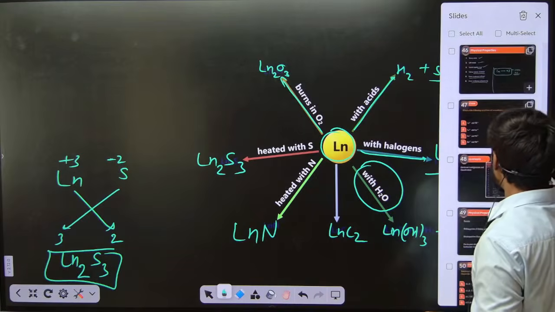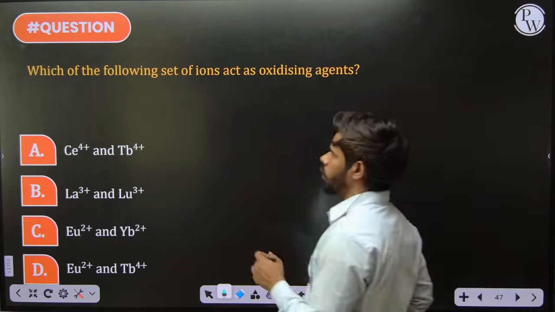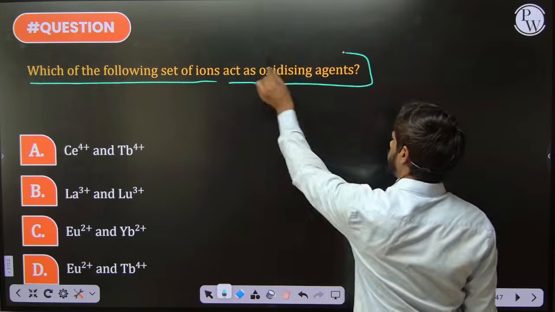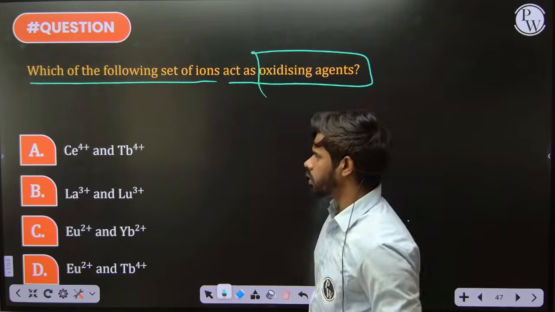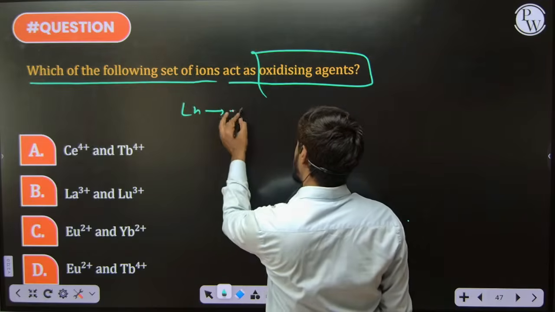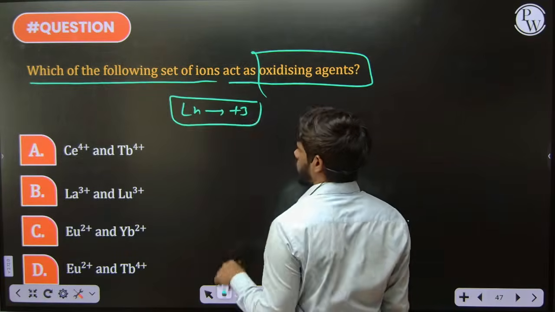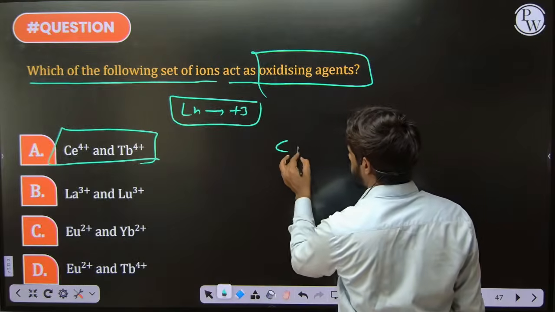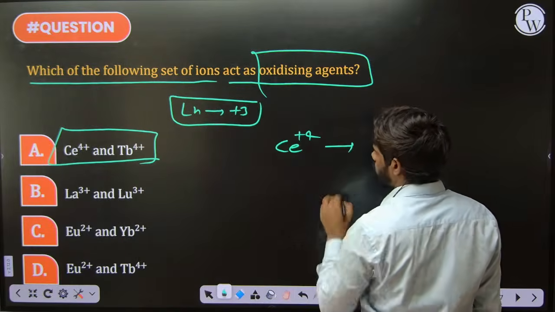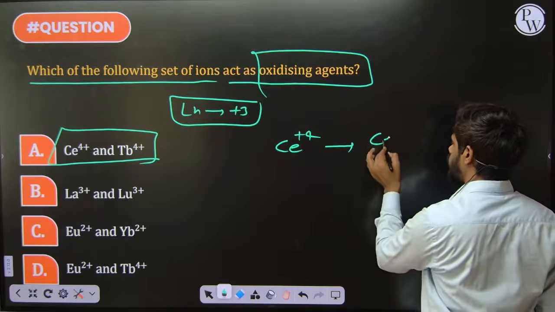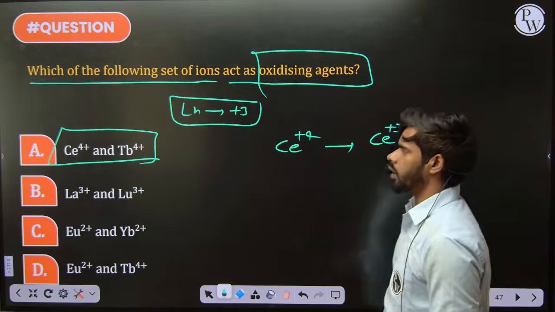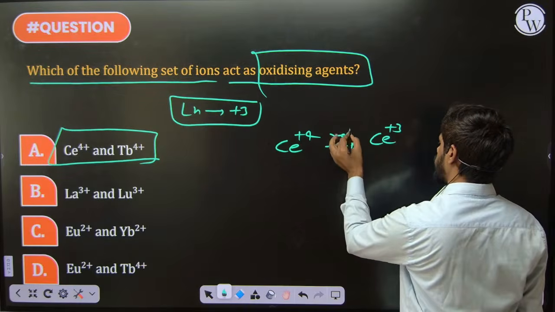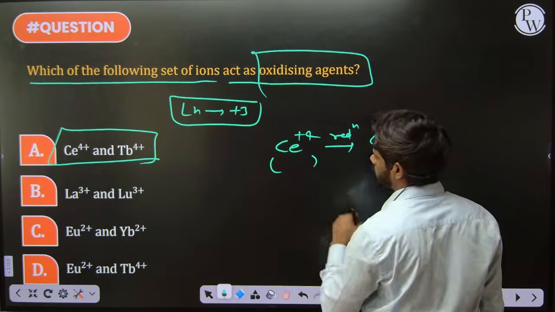Next there is a question we can do. Which of the following states of ions acts as an oxidizing agent? As we know, lanthanides are more stable in the +3 state, so a higher oxidation state is there. For example, cerium 4+ will get converted into +3. That means reduction is happening.